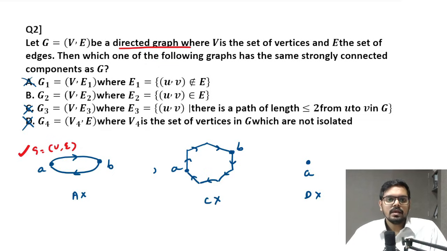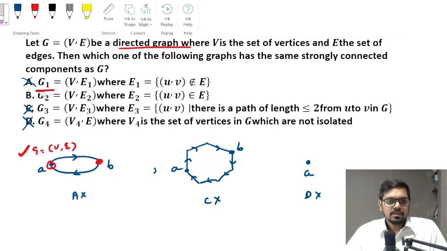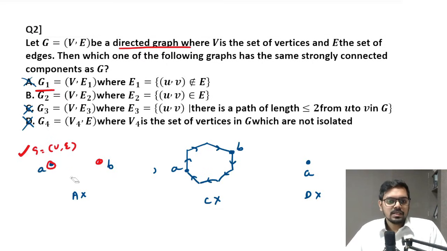But if you are saying G1 is a graph where you have the same vertices, but the edge set is not the same as your G edge set, the original graph edge set. If edges are not the same, I have to remove them from the G graph. This is your G1 graph. But this G1 graph is not strongly connected since there is no path from A to B and B to A. Therefore, this option is wrong. This is one counterexample. Understood? The original graph was strongly connected, but if you remove the edges from the graph and say E1 is the new set of edges where those edges do not belong to the original graph.